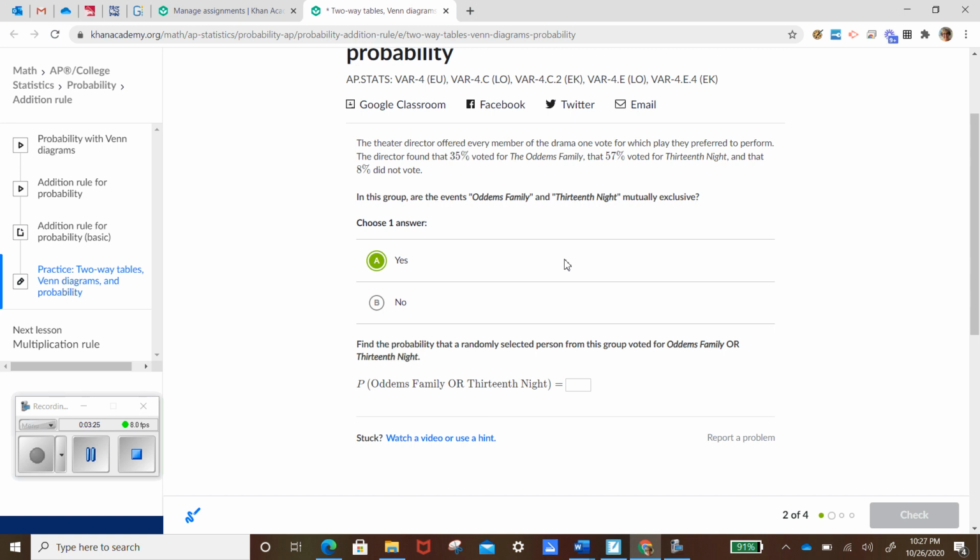Find the probability that a randomly selected person from this group voted for Odom's Family or 13th Night. So there were 35% that voted for Odom's Family and 57% that voted for 13th Night. So added together, that would be 35 plus 57, so 12, carried the 1. So that's 8, so 92%, because then there's 8% that didn't vote. So that's another way we could have done it, actually, is by taking 1 and subtract our 8%. Anyway, I added them instead, so that's 0.92, and I'm going to check my answer.